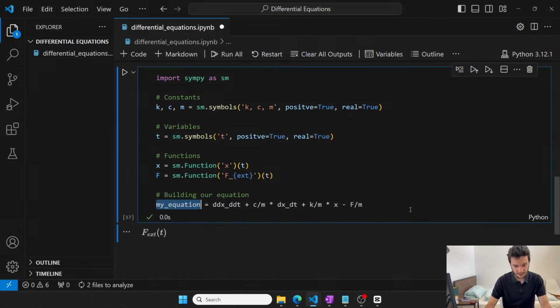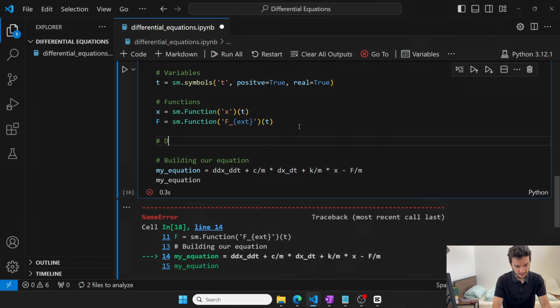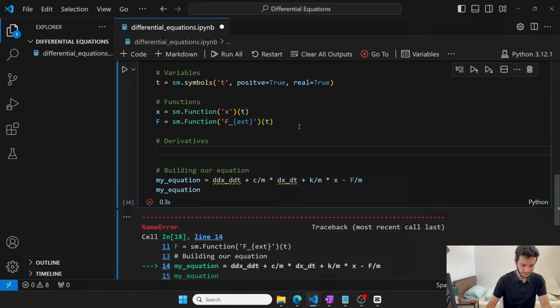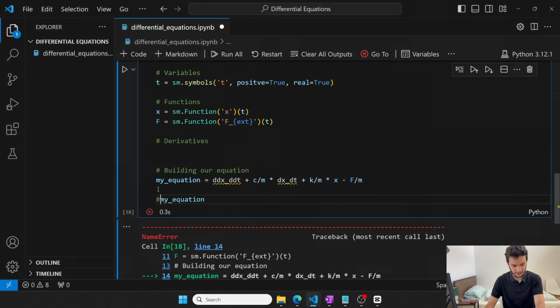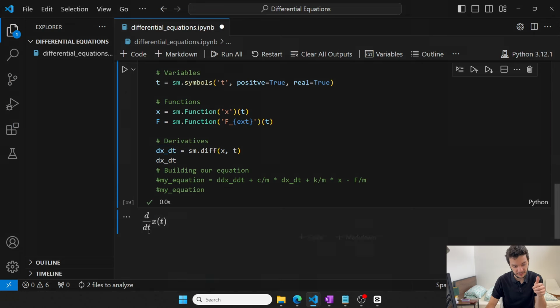Now, of course, if I go ahead and run this, you'll see that we get an error saying that ddx is not defined and ddt is not defined. So to define the second derivative in time, or in general, to define a derivative within SymPy, here, let me add derivatives. Okay, so let me hide this for now. To define derivatives, for example, here, if I have dx over dt is equal to, we do an sm.diff. This represents the differentiation operator. If I want to differentiate x across t, okay, and I print dx over dt, you'll see we have the first derivative of x across t.